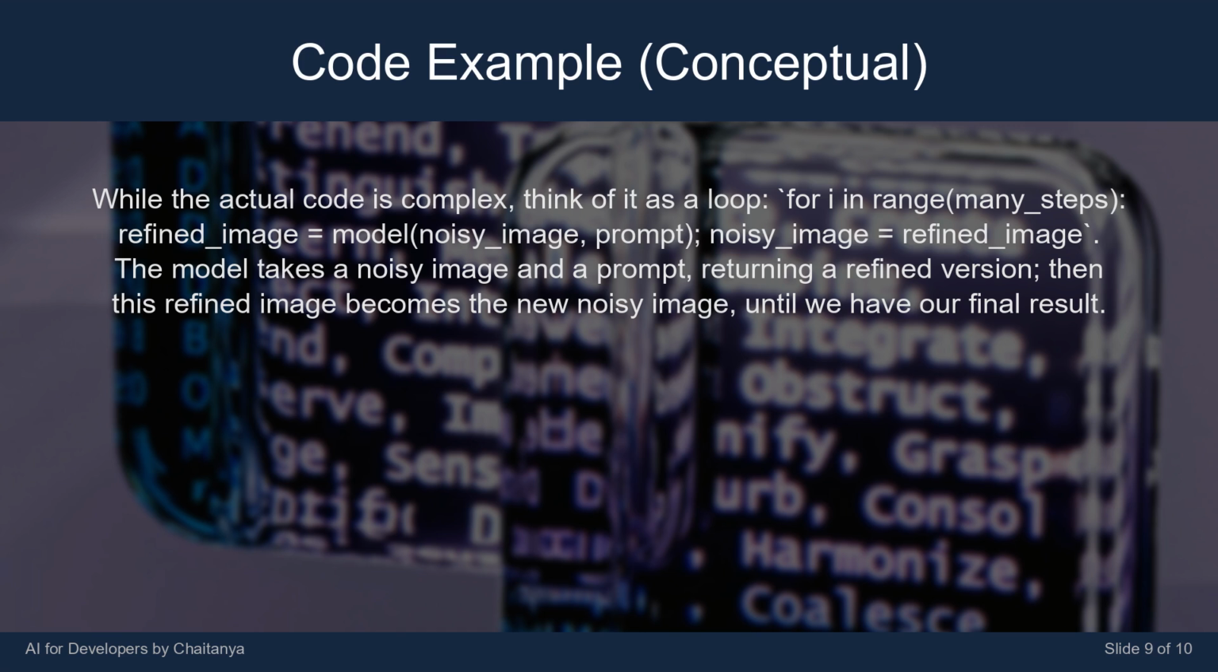The model takes a noisy image and a prompt, returning a refined version. Then this refined image becomes the new noisy image, until we have our final result.